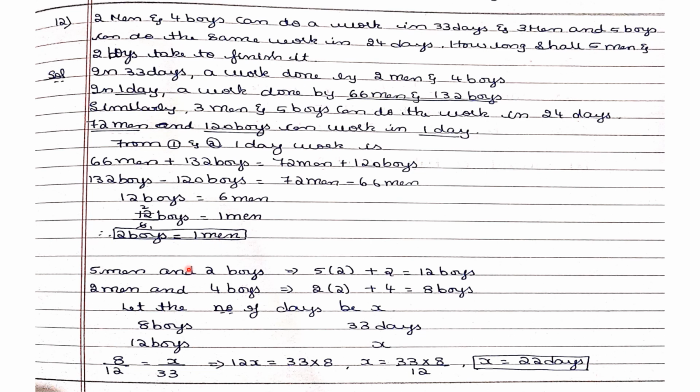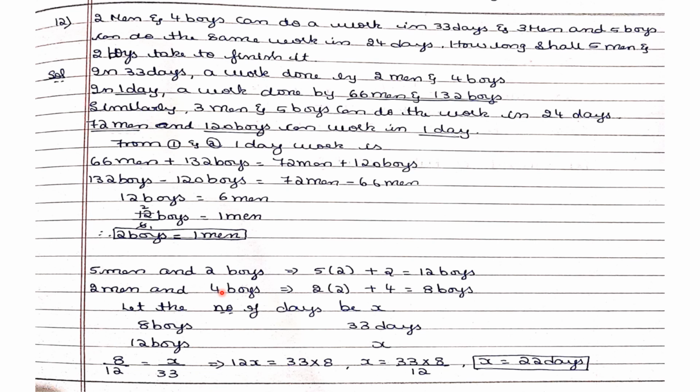Now you have to calculate for 5 men and 2 boys, how many days they will take to do the overall work. So 1 man is equal to 2 boys. So 5 into 2 plus 2, totally you require 12 boys. Once again, you take any one into comparison, either 2 men and 4 boys, or 3 men and 5 boys.